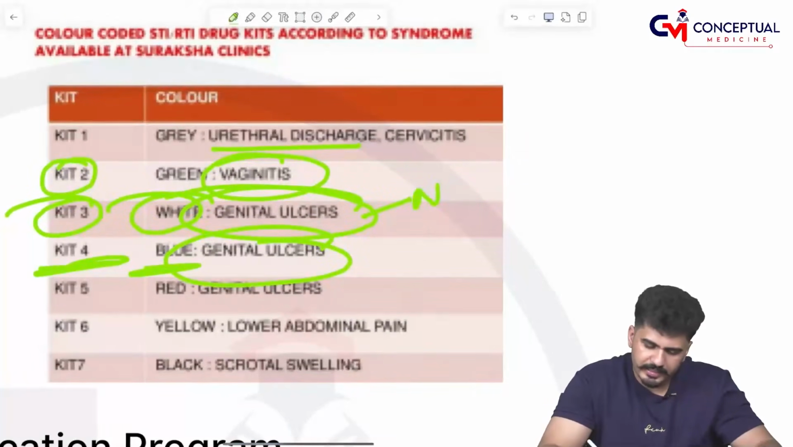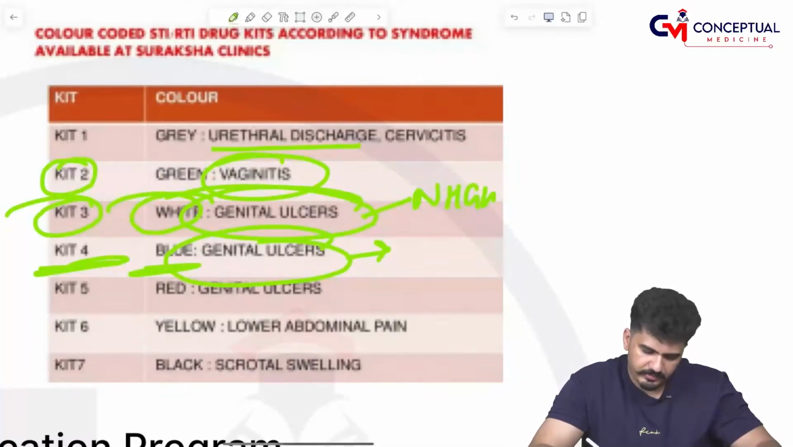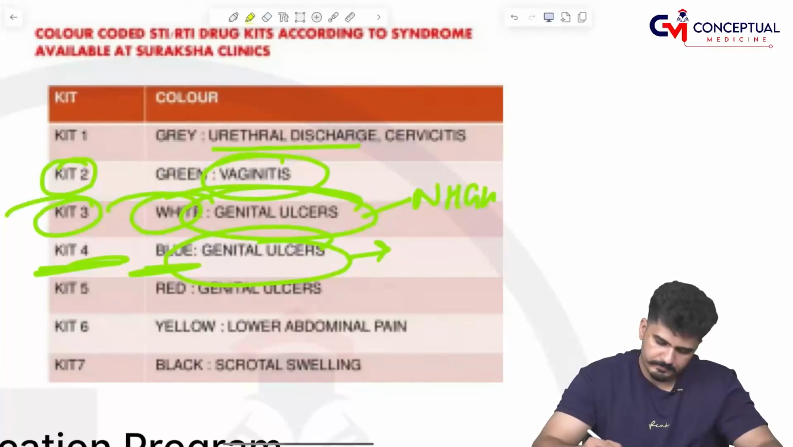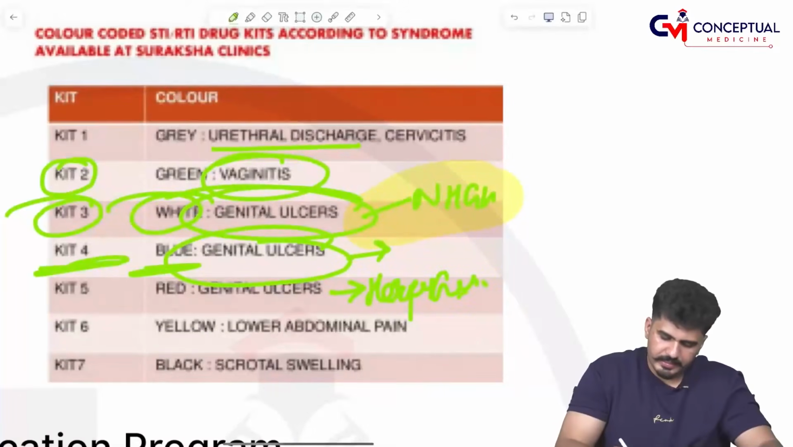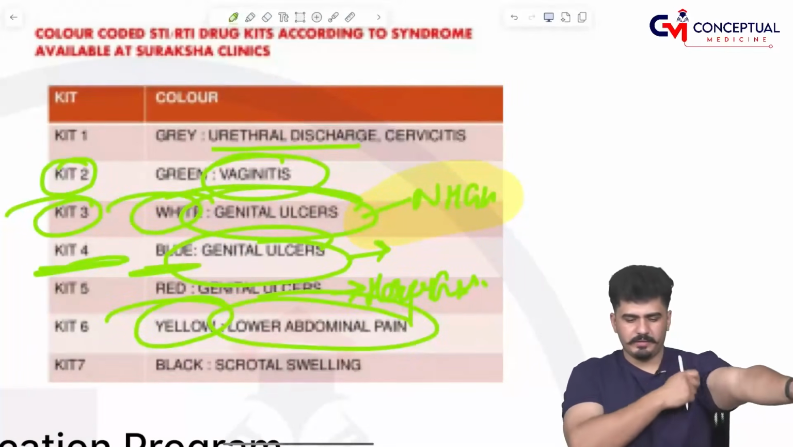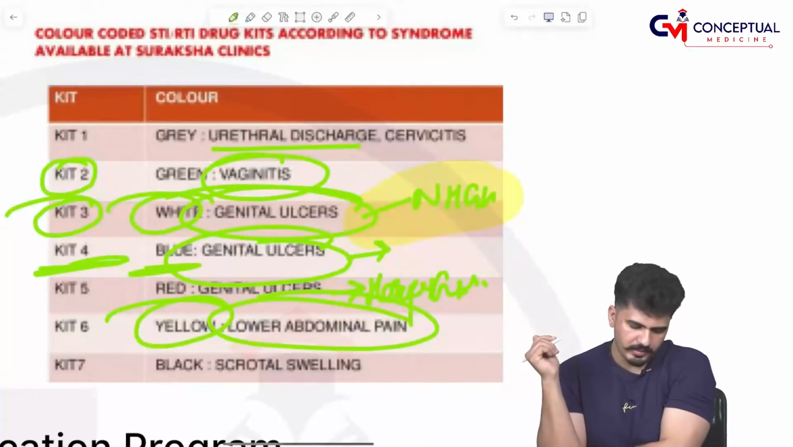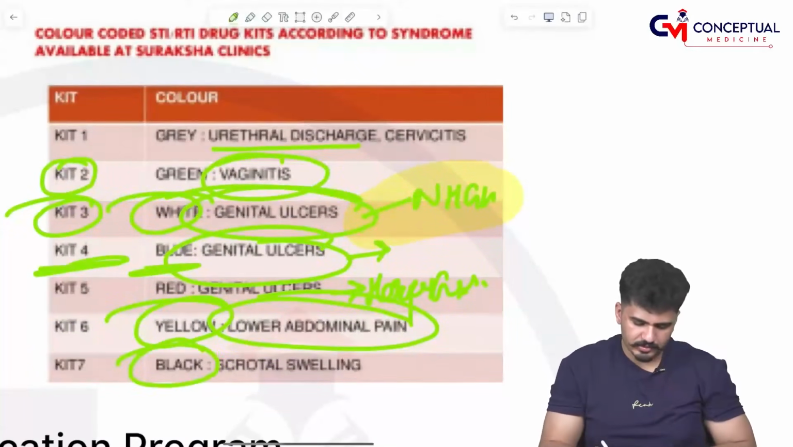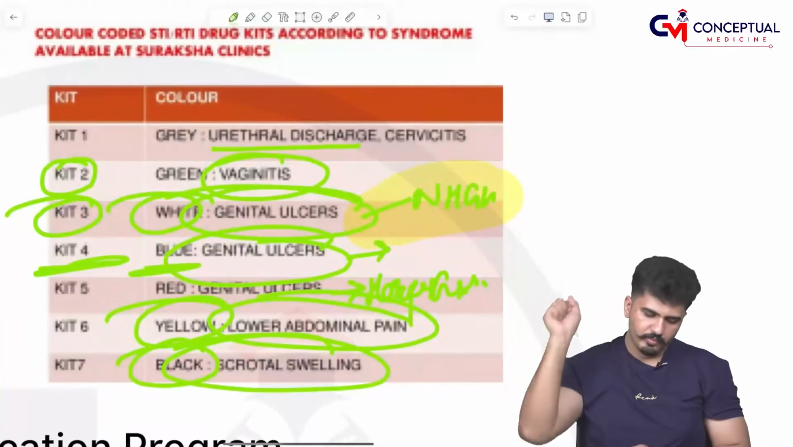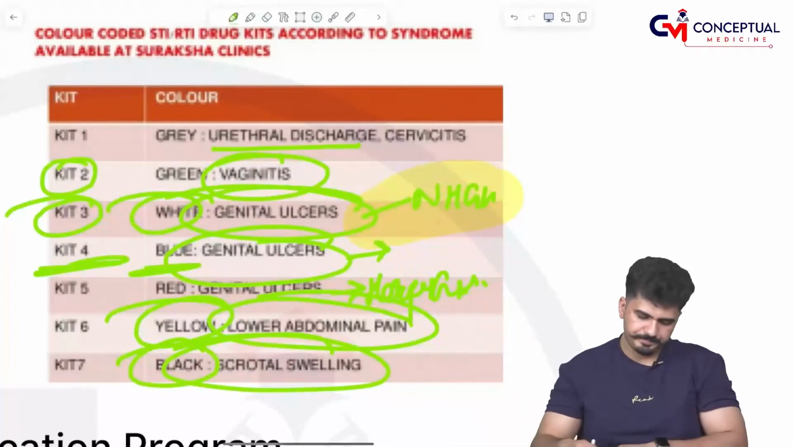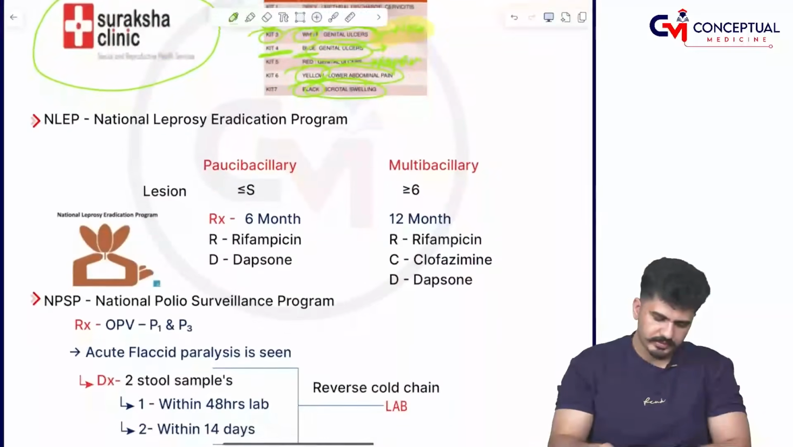This is the non-herpetic genital ulcer kit, and the red color kit is for herpetic genital ulcer. Yellow is for lower abdominal pain, and black is for scrotal swelling or inguinal buboes.